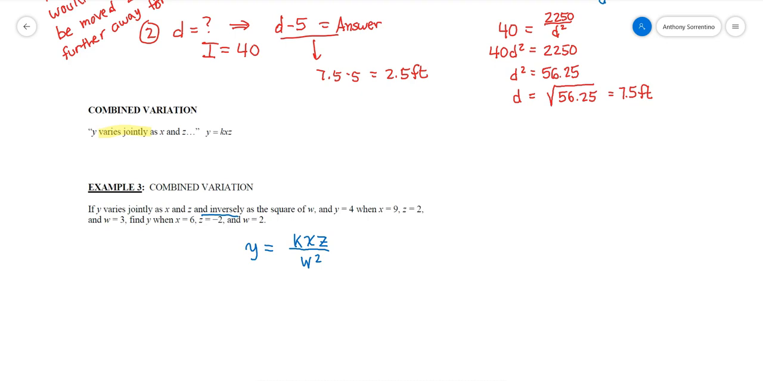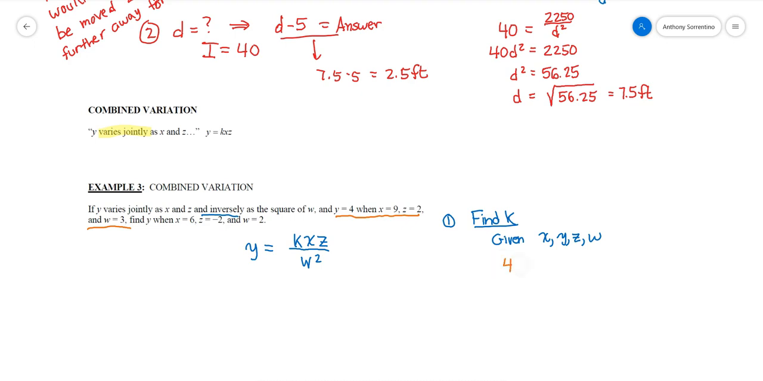So in step 1, I need to find k. Knowing that, I know I have to be given an x, a y, a z, and a w in order to figure out what k is. And it just so happens I'm given an x, a y, a z, and a w. I'm told, when I get to step 2, y equals 4 when x equals 9, z equals 2, and w equals 3.